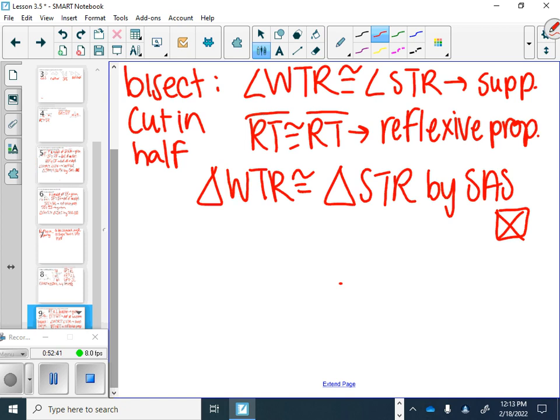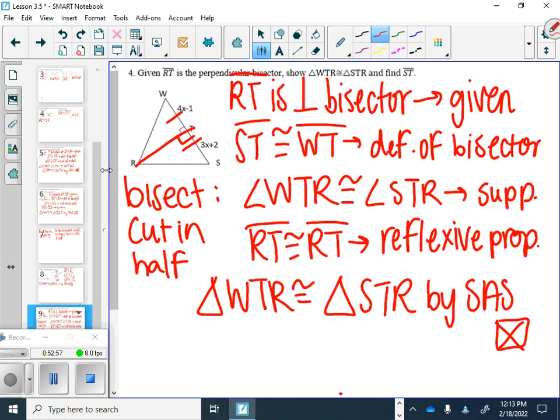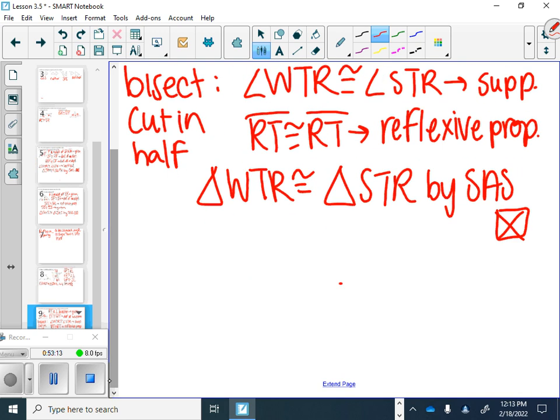Alright. So those two triangles are congruent by side, angle, side. There was one more thing this problem asked me to do. What else did it ask me to do besides prove the triangles are congruent? Find ST. Okay, so I'm looking for a number. How do ST and WT relate? They're congruent, which means I need to do what? They equal each other. Remember, congruent means equal. So ST and WT are going to be equal to each other.